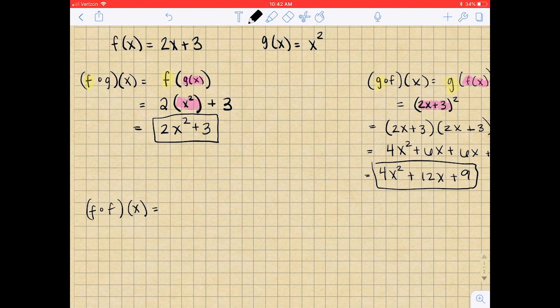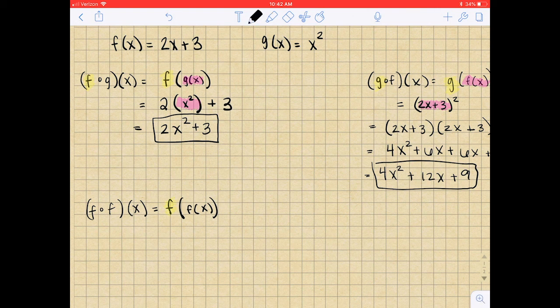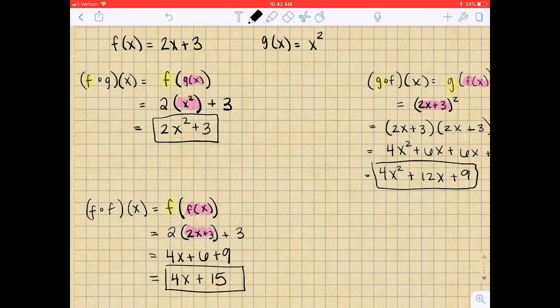But using the same values, that's saying f of f of x. So my outside function here is the f function again. So I'm going to write out my f function, which is 2x plus 3. But again, for every x that I see, I'm replacing it with whatever is defined by f of x, which again is 2x plus 3. And I simply do the algebra to simplify. And then I combine like terms. And I am left with a final answer of 4x plus 15.